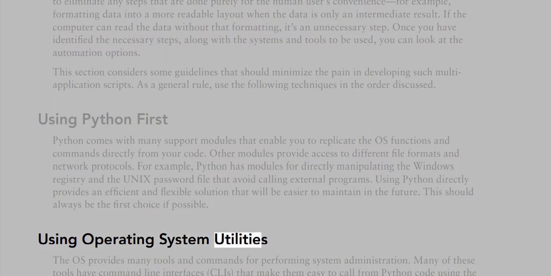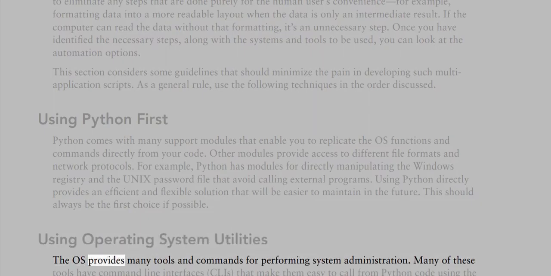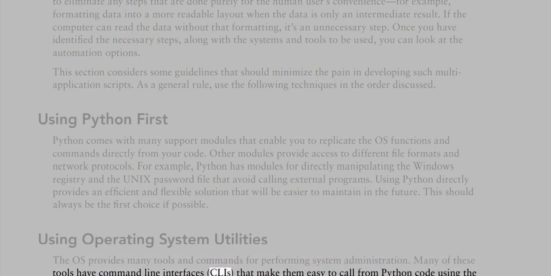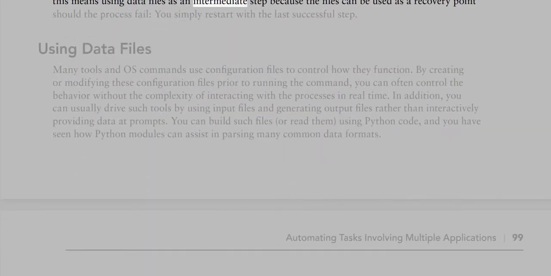Using operating system utilities. The OS provides many tools and commands for performing system administration. Many of these tools have command line interfaces, CLIs, that make them easy to call from Python code using the subprocess module. Tools that operate without interaction are the easiest to work with, even if this means using data files as an intermediate step because the files can be used as a recovery point should the process fail. You simply restart with the last successful step.